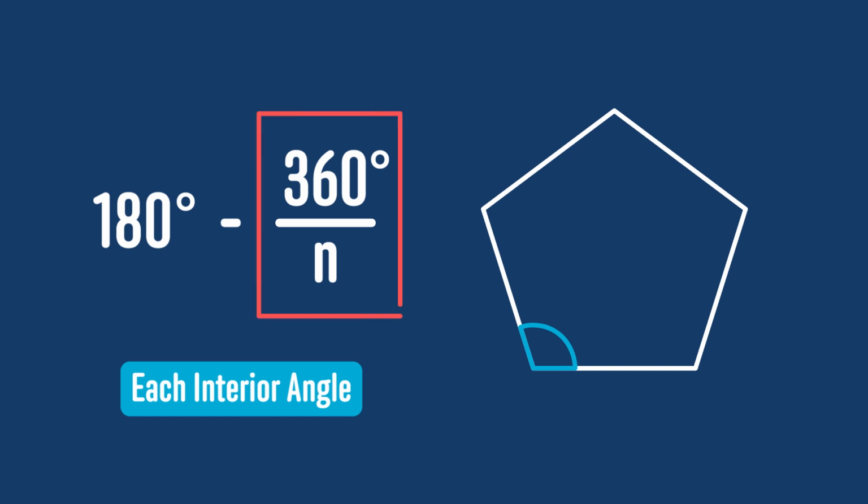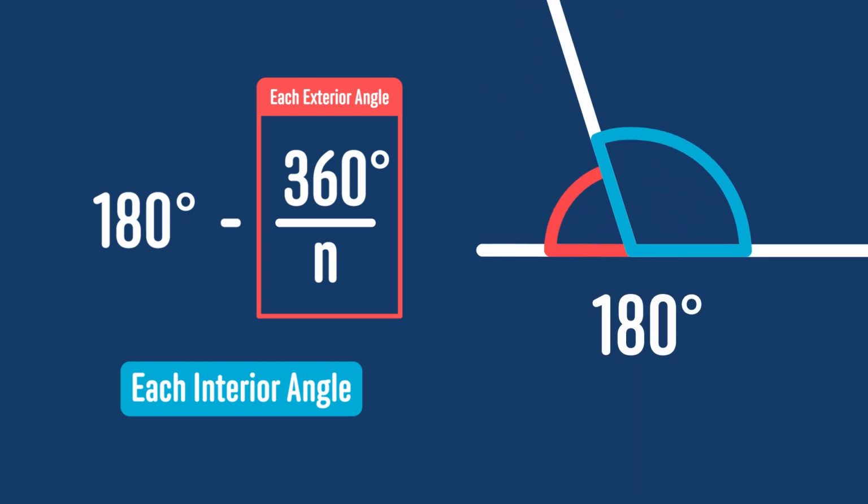But wait, 360 over n is exactly the exterior angle of the regular polygon. So our formula tells us that each interior angle equals 180 minus the exterior angle. And that makes perfect sense because we already know that the interior and the exterior angles must add up to 180 degrees. Let's put this knowledge to work with an example that comes up a lot.